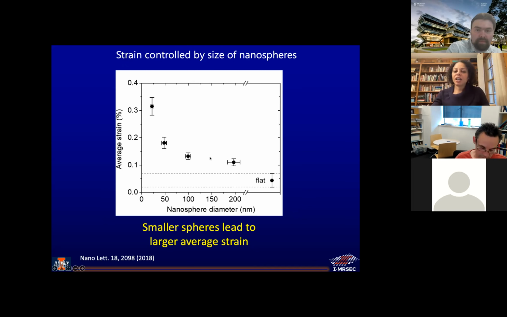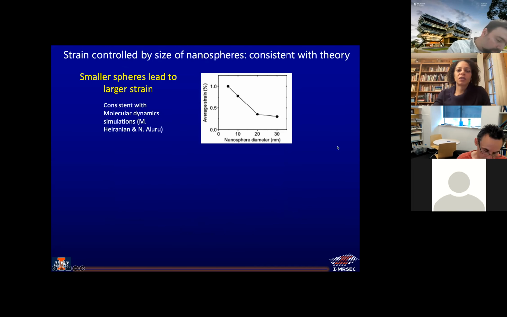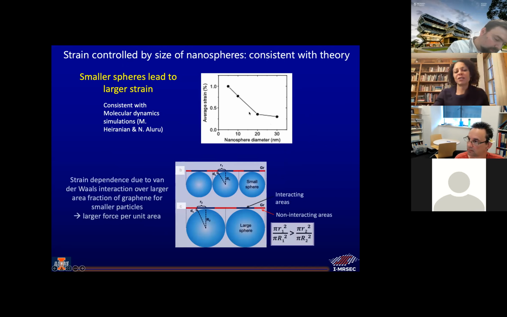I should say, this smaller spheres leading to larger strain is something that's consistent with our theory collaborators who did molecular dynamics simulations. Actually, it turns out that if you just think about how materials can form to spheres, you might expect it to have uniform strain over any spherical device. But in this case, it really just has to do with how much of the graphene is in contact with how much of the sphere when you see the average strain.